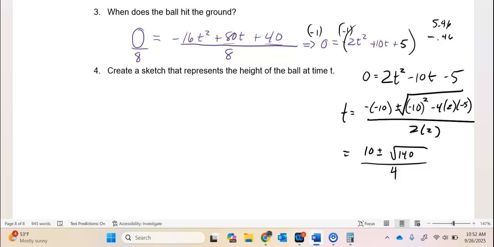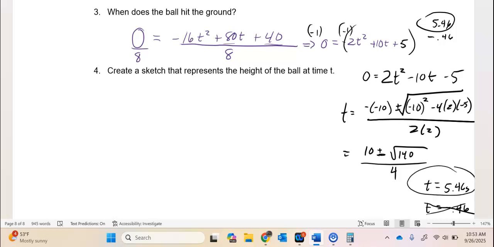I plugged that into my calculator. I did this ahead of time. I get 5.46 seconds. And I take the minus and I plug it in. 10 minus square root of 140 all divided by 4. And I get negative 0.46. And I don't really care about that one. I'm going to throw that out. It's a solution to this equation, but it's not valid for my model, right? Time starts at time equals 0 and moves forward, so we're not worried about that. So that's when it hits the ground.